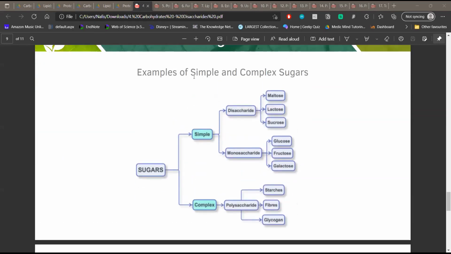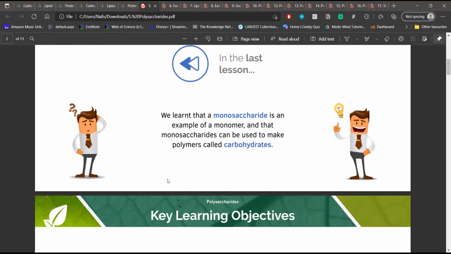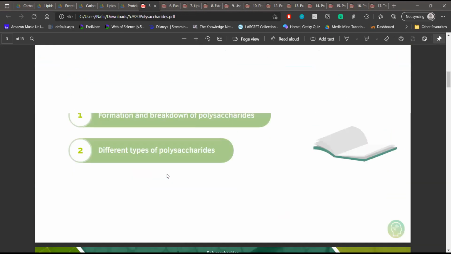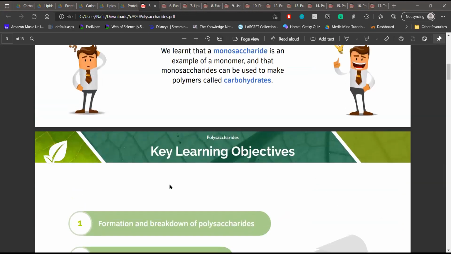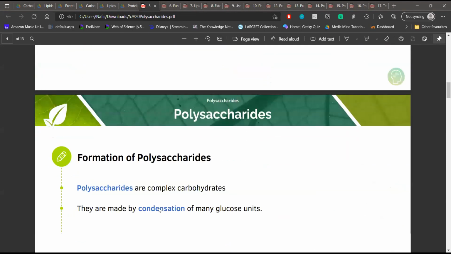So as we can see, we've now talked through the basics of simple sugars, and we'll now move on to complex sugars and their functions. So polysaccharides. We've now learned disaccharides and monosaccharides. Poly meaning many, literally like a polymer, as in many mers, a polysaccharide is many sugars joined together. And we're now going to talk about the different types of polysaccharides.